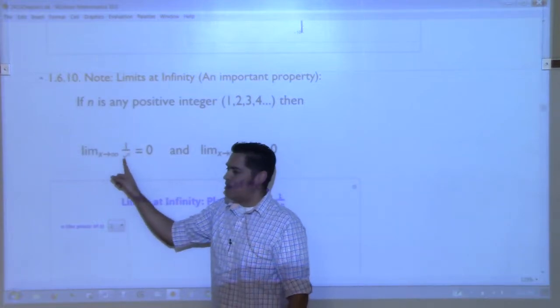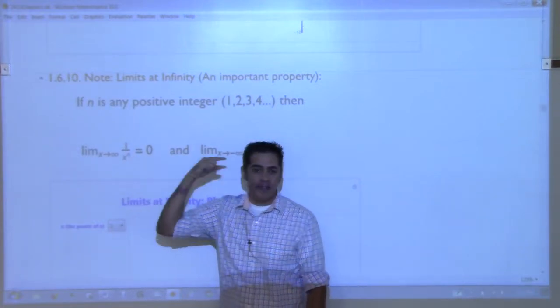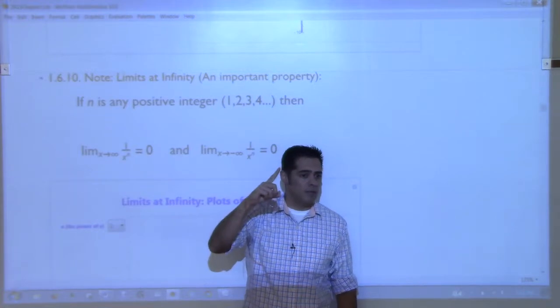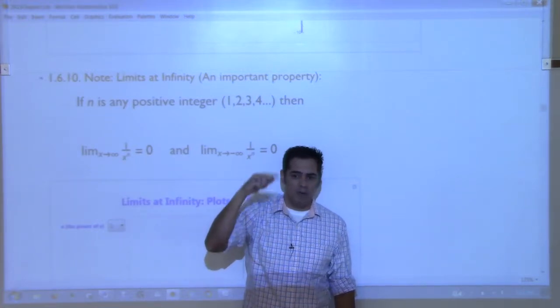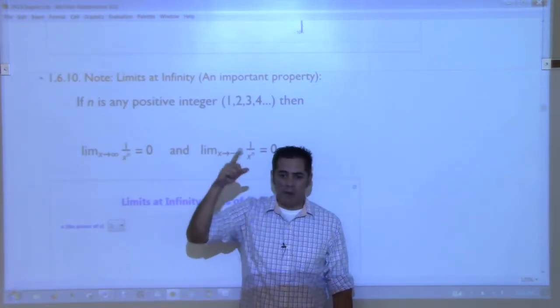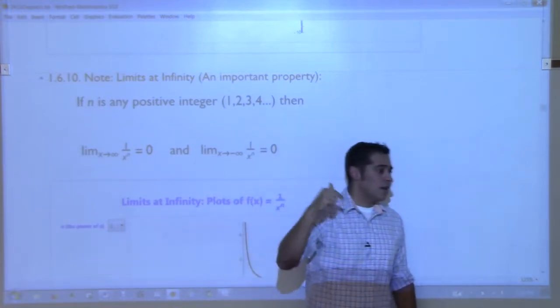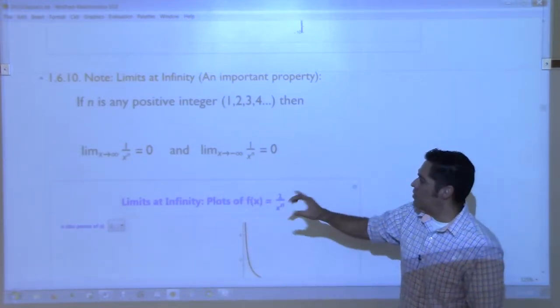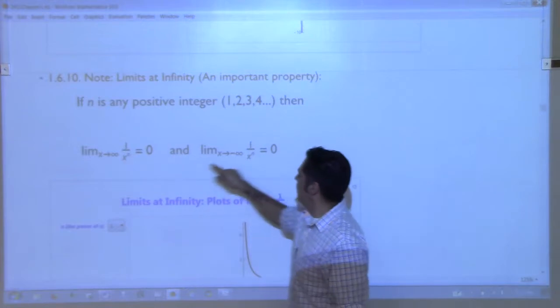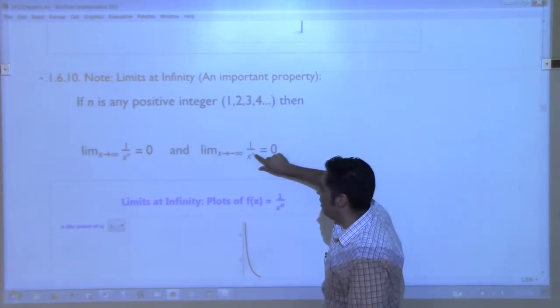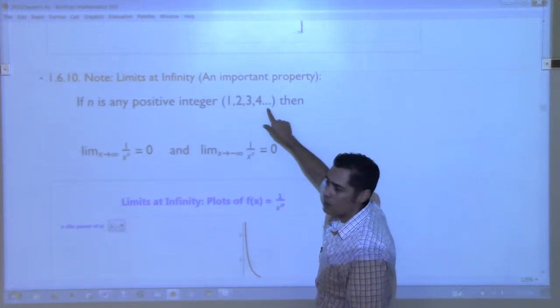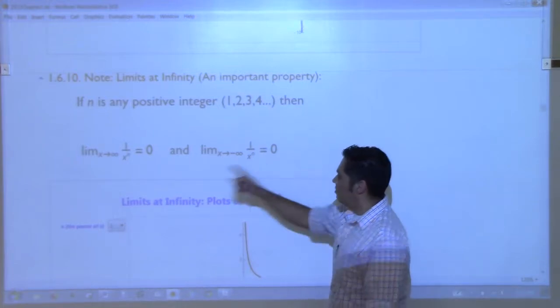All right, so here's an important property that we should memorize, and that is anytime we see 1 over x to any power. So like we just did 1 over x to the first power, didn't we? Like 1 over x is the same as 1 over x to the 1. If we see 1 over x squared, 1 over x cubed, 1 over x to the 4th, any power function down here, as long as the power on the x is a positive number, then those limits go to 0.